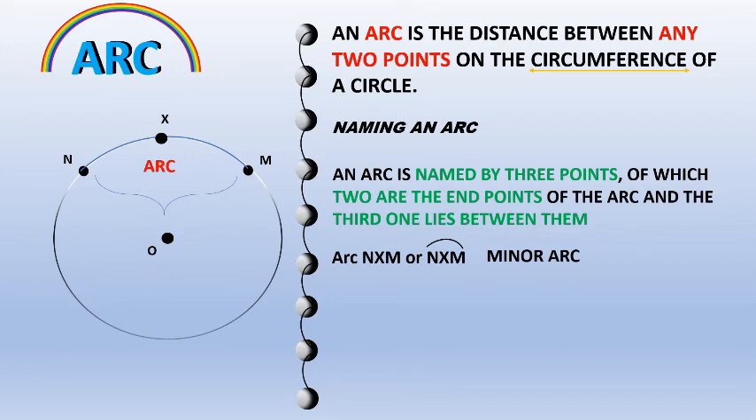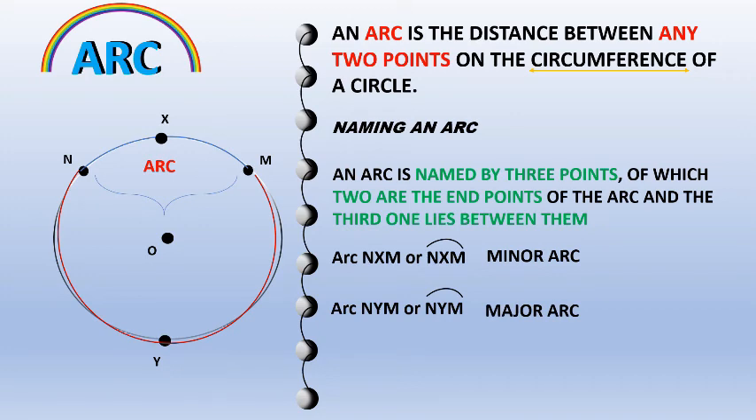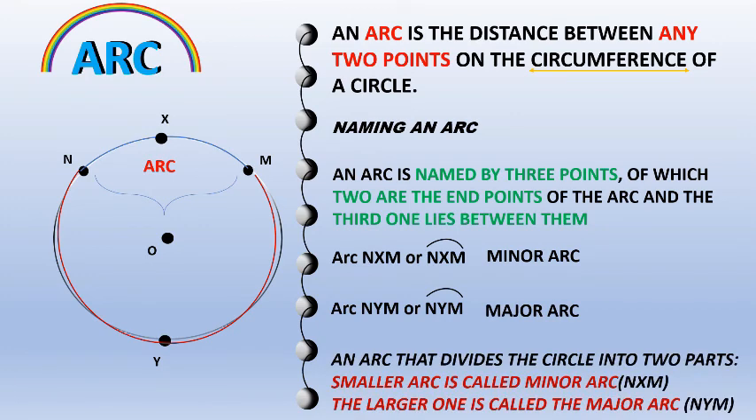Now we have a major arc as well. If I take another point on the boundary, or you can say the circumference of the circle, as point Y, and I join these 3 points N, Y, M, so we have another arc NYM as the major arc of this circle. So an arc divides the circle into two parts. The smaller arc is called the minor one. If we talk about this circle, we have NXM, the minor arc, and the larger one is called the major arc. As in this figure, we have NYM as the major arc. I hope you have understood.